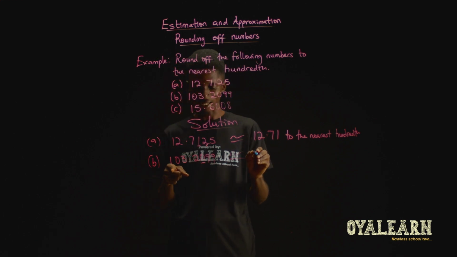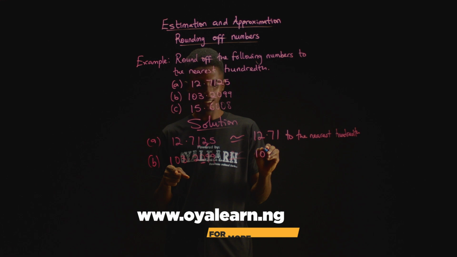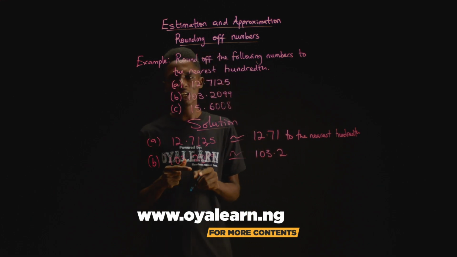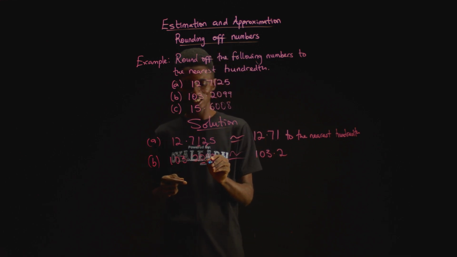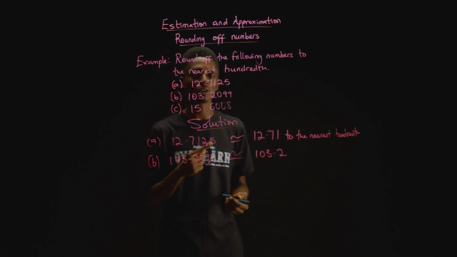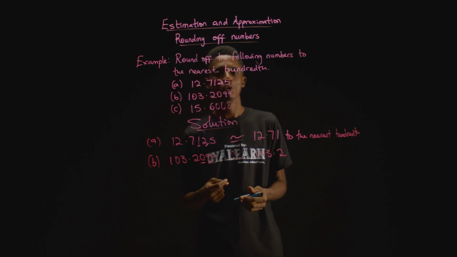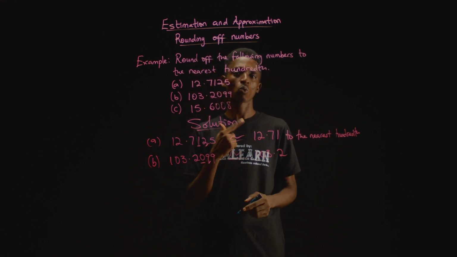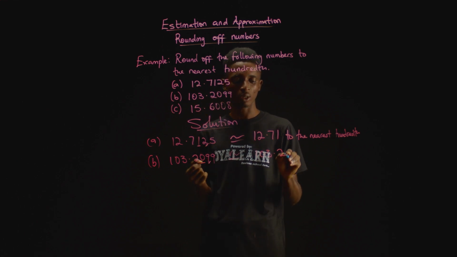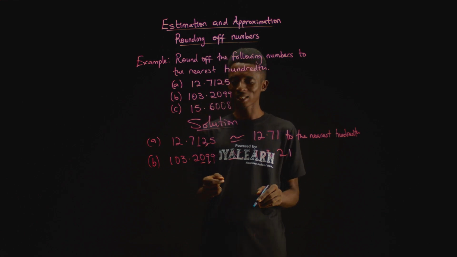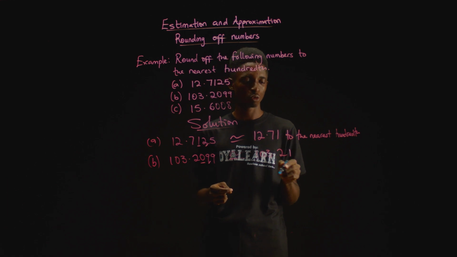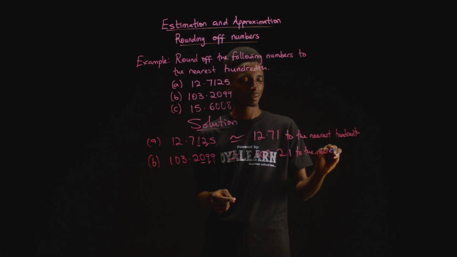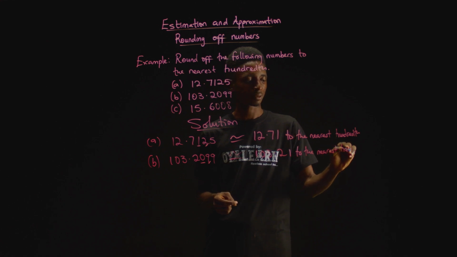So let's write down our answer. This will be 103.2. Now, before we write the 0, we have to check the next digit, and the next digit is 9. This implies that we round up, and that means that we will increase the rounding place by 1. So instead of 0, I will add 1 to it. That is increasing it by 1, and then I get 1. So my answer is 103.21 to the nearest hundredth.